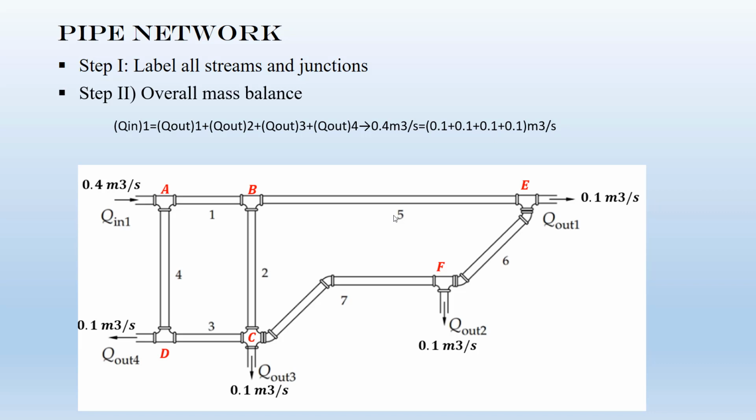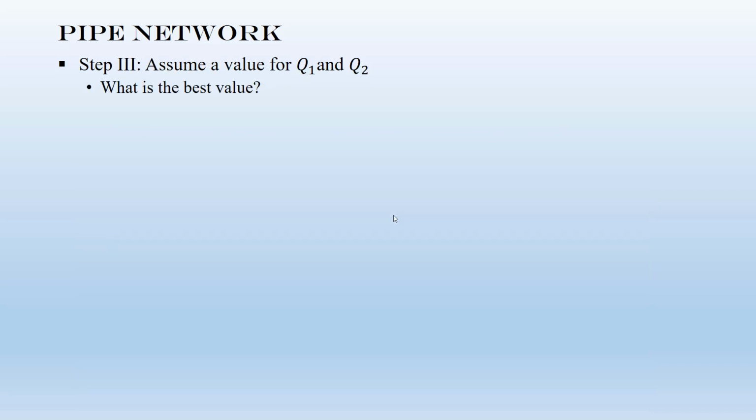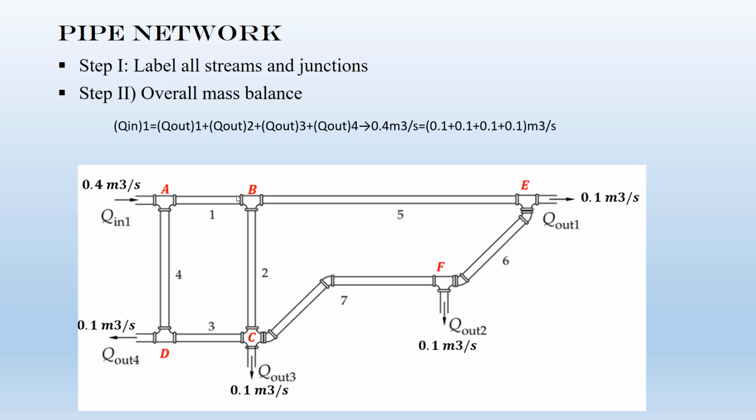For the third step, you should assume a value for Q1 and Q2. Keep in mind that in most cases, you need to start with 2 or 3 Q's to solve the problem. If you write the continuity equation for all these junctions, you will see that you can rewrite all these volumetric flow rates based on two volumetric flow rates. So let's start with Q1 and Q2.